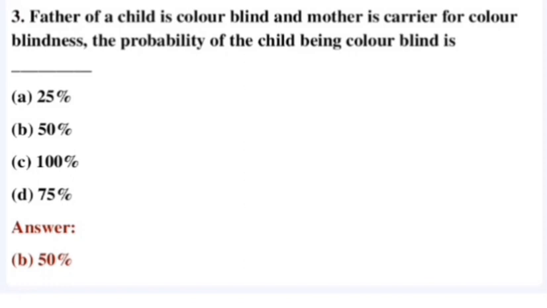And third question, father of a child is colorblind and mother is carrier for color blindness. So the probability of the child being colorblind is, so you have to work out the cross. The father of the child is colorblind, so what about the allele representation? You have to work out the cross and find out the answer. So what will be the correct answer here? B, 50%.